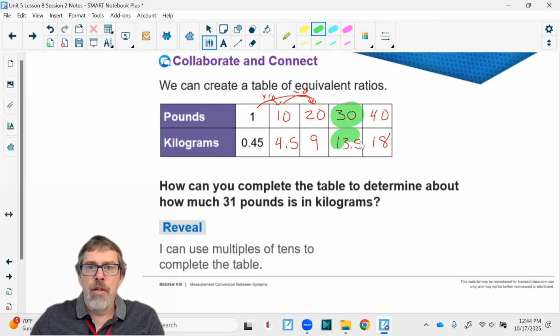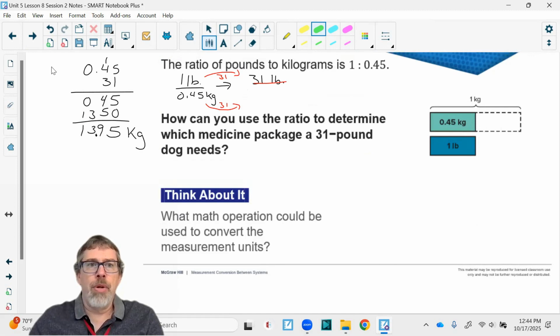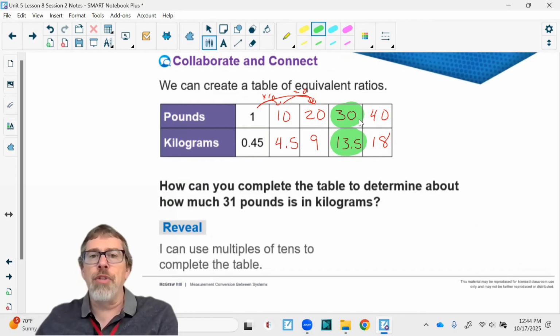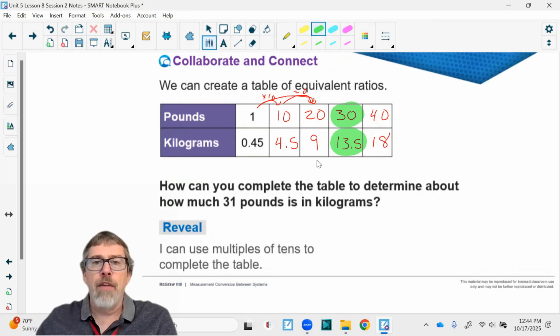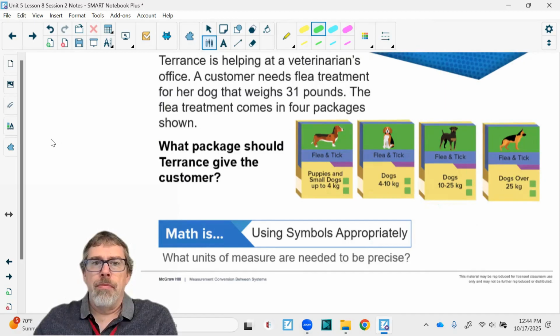There's 30 pounds. So we're at 13.5. So 1 more pound would be a little bit more weight. And what did we get? Where did it go? 13.95. So that 13.5 went to 13.95. So we increased 0.45 for 1 pound. Interesting. So I can use multiples of 10 to complete the table, which we did. 30 pounds is about 13.5 kilograms. So it would be this flea treatment here.